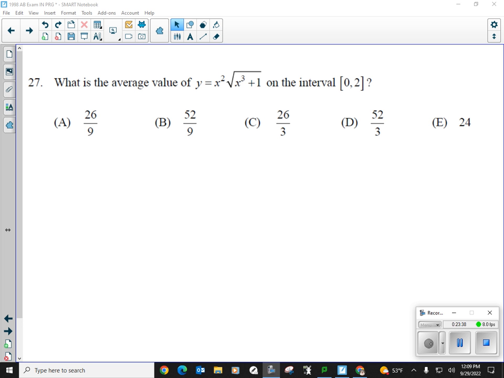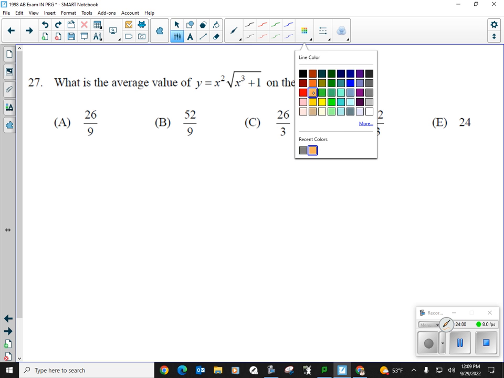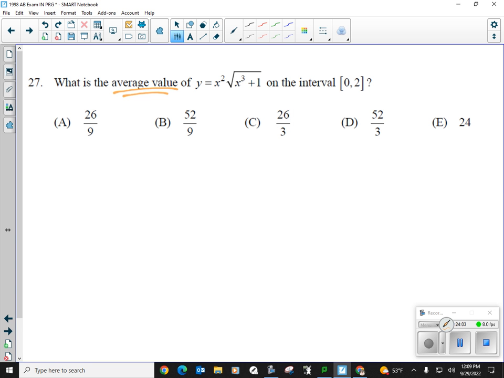27. Okay, we're going to do a little bit of work for 27, but that's okay. That's what we're here for. What is the average value of y equals x squared times the square root of x cubed plus 1 on the interval from 0 to 2? First of all, they are not asking me for the average rate of change, which would just be slope. They're asking me for the average value. Anytime I take the average value of an equation or function, I should say, I take my function, I integrate it from my bounds, but then I got to multiply it times 1 over the difference of those bounds.